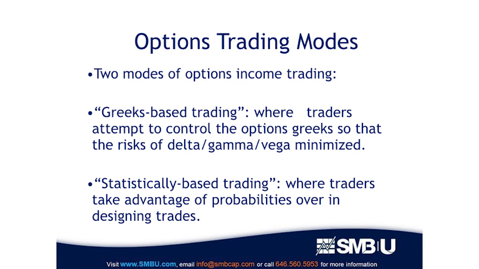risk. The second broad type of options trading mode that you'll see in the market is what I call statistical trades, which are trades where you allow the probabilities of the options chains to come out over time through simply leaving the trades alone, not trying to adjust them, not controlling the Greeks, but instead allowing the statistical edge of time decay to work in the favor of the options trader.